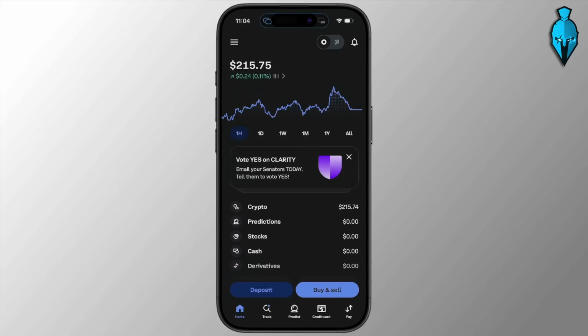In this guide, I'm going to show you how to fix Coinbase stock market order not available.